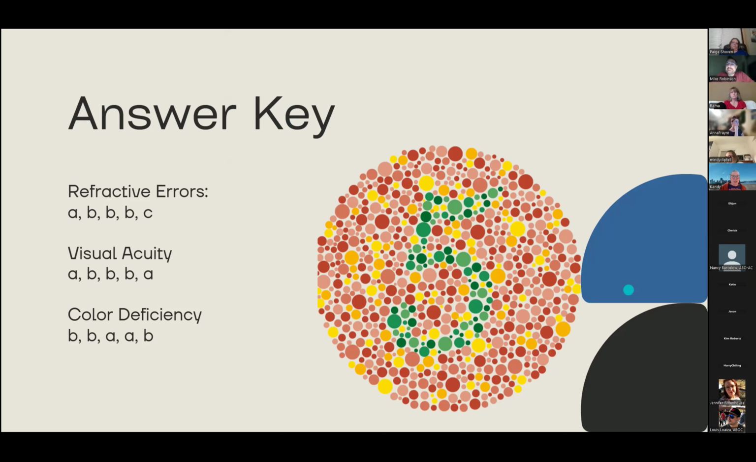Can anybody see what the circle says? 11. Sorry. See the 5. You got it.